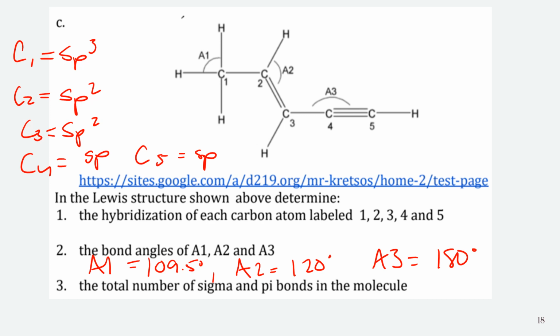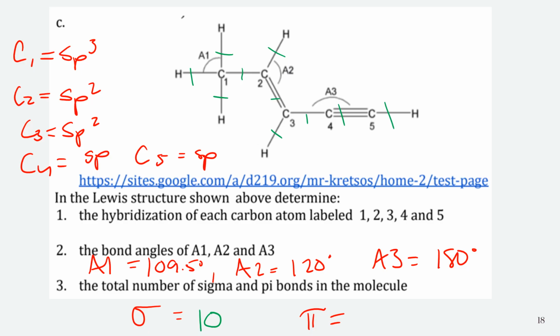Whew. The total number of sigma and pi bonds in the molecule. So sigma bonds, and then pi bonds. Let's see if I can do this one. Change the color. So we're going to count out our sigma bonds. So between 2 atoms, if you have a single bond, that counts as a sigma bond. But if you have other ones that you add, like double or triple, those are going to be considered the pi bonds. So 1, 2, 3, 4, 5, 6, 7, 8, 9, 10 sigma bonds.